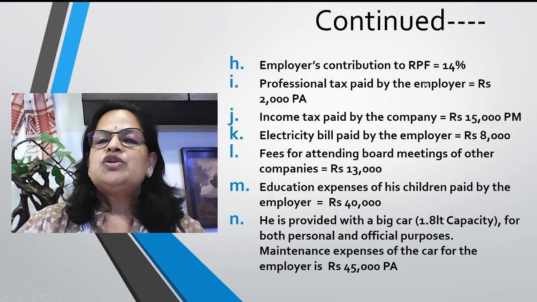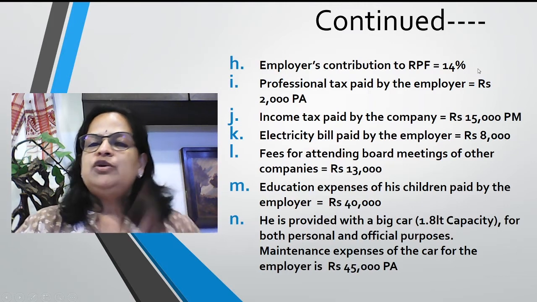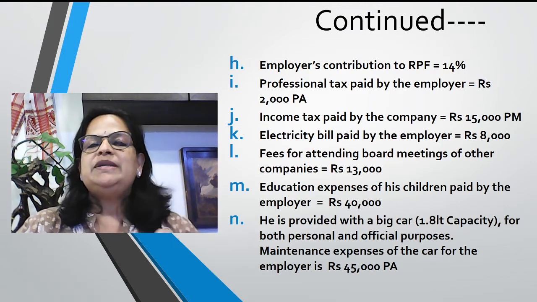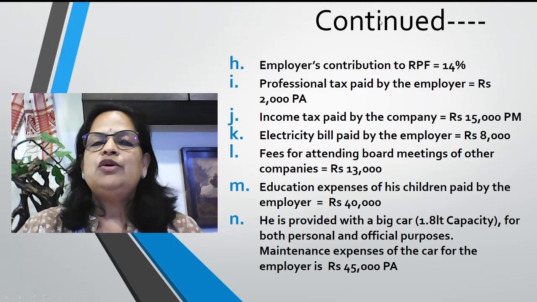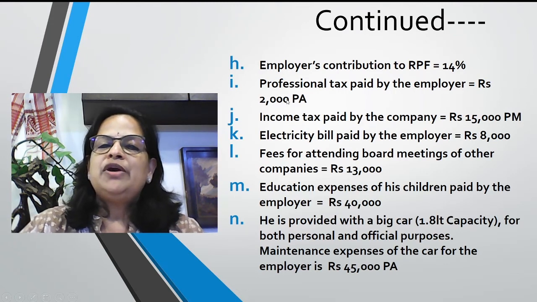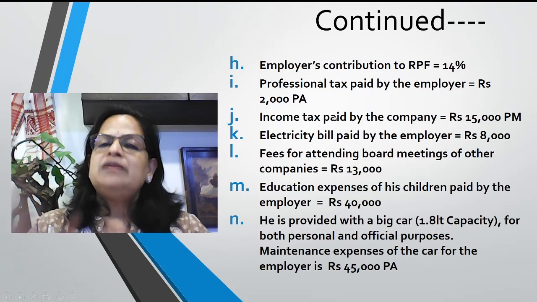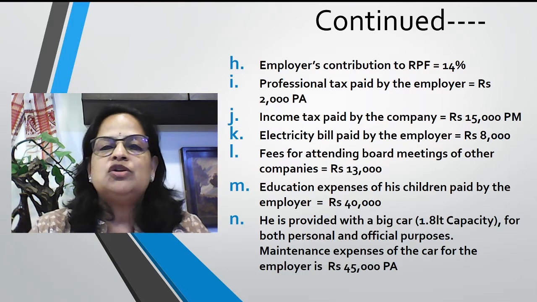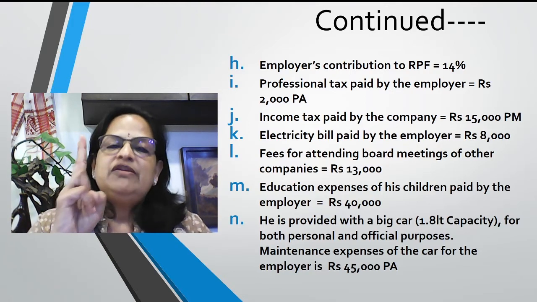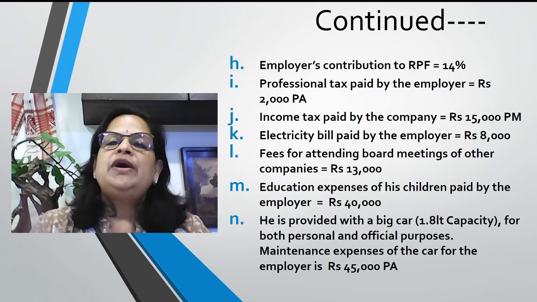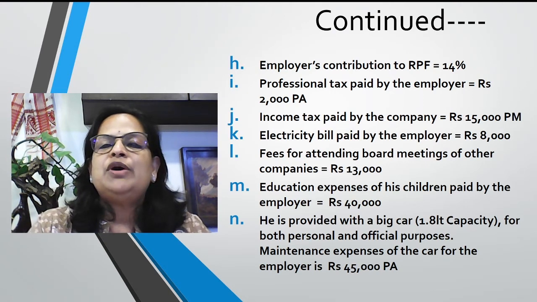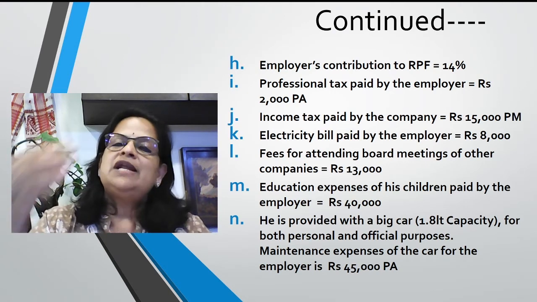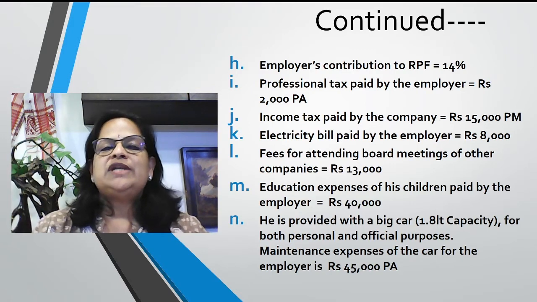Now, employer's contribution to RPF is 14%. You know that the excess of 12% will be taxable. So here you have to calculate the value. Professional tax paid by employer, taxable. But here you have to remember, this has to be deducted from gross salary also. Two adjustments: entertainment allowance for a government employee and professional tax paid by employer. First you will add it to gross salary, then you will reduce it from gross salary.